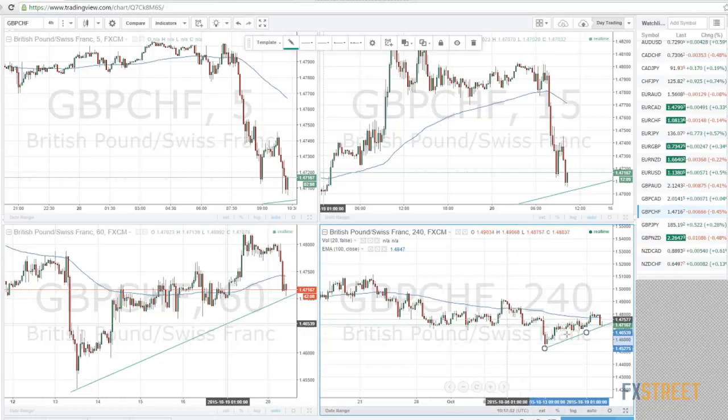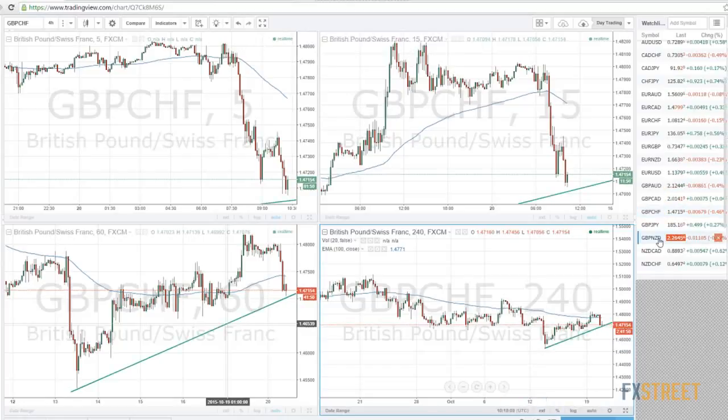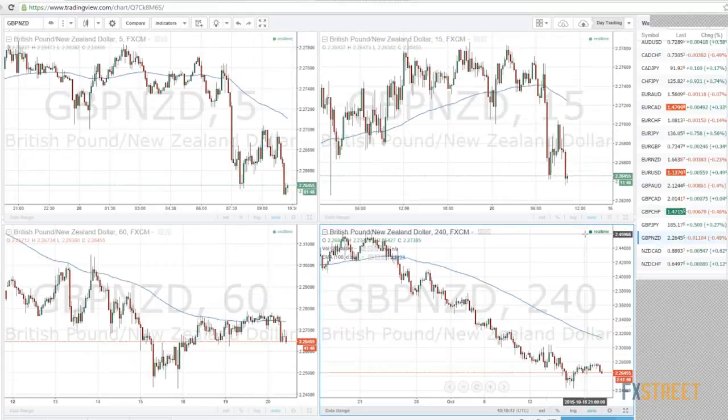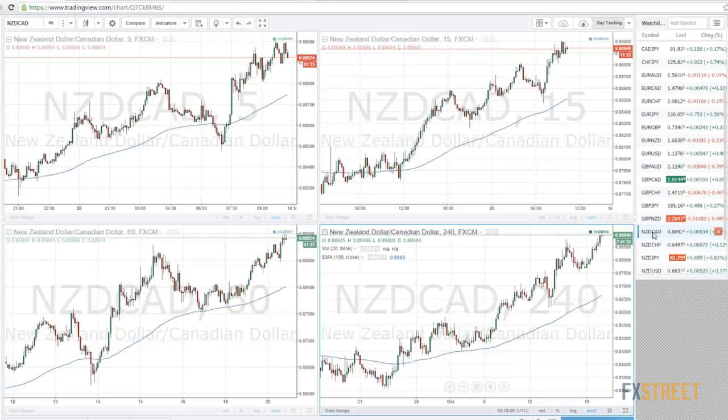So what are we saying here? Pound franc. Pound New Zealand, again, this one's a nice potential one. New Zealand CAD's really one that you have to be in, isn't it? Being that the Canadian dollar's weak and the New Zealand dollar's strong.